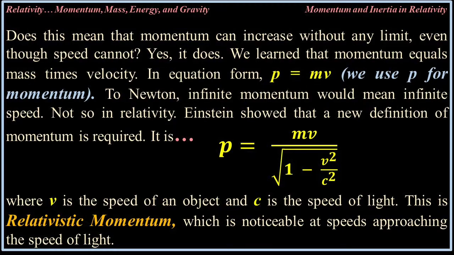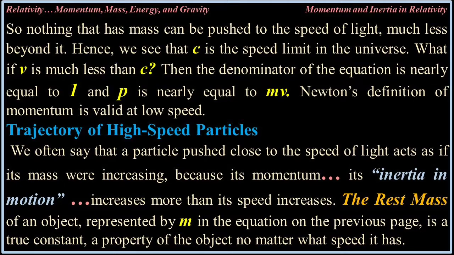Not so in relativity. Einstein showed that a new definition of momentum is required. It is p equals mv divided by the square root of 1 minus v squared over c squared, where v is the speed of an object and c is the speed of light. This is relativistic momentum, which is noticeable at speeds approaching the speed of light. So nothing that has mass can be pushed to the speed of light, much less beyond it. Hence, we can see that c is the speed limit in the universe.